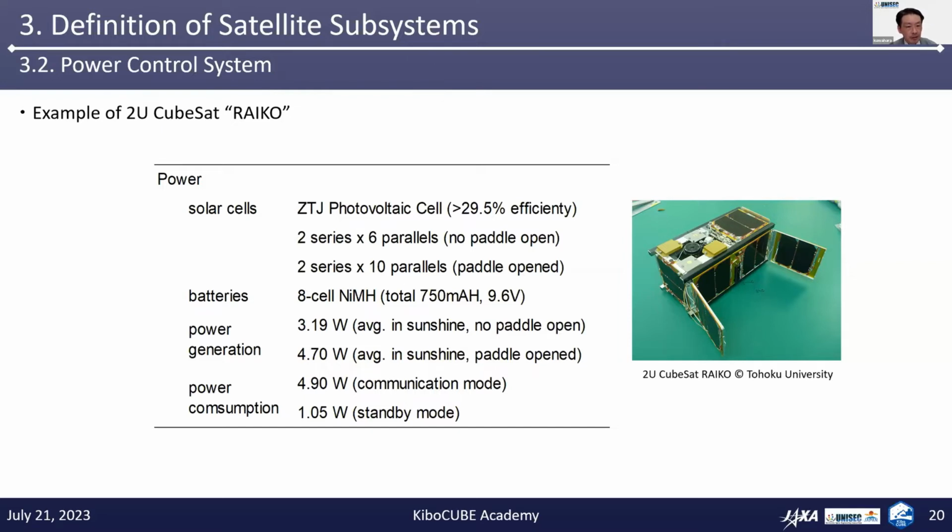The power consumption was about 4.9 watts at the maximum during the communication, in this case. The power consumption in the standby mode is kept sufficiently low so that the generated power can be charged to the battery to survive the eclipse during the Earth's shadow and to allow a higher power consumption when required.